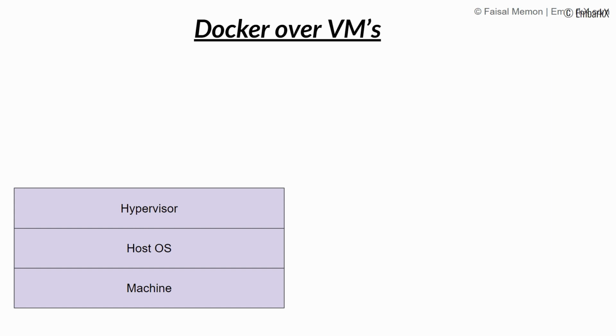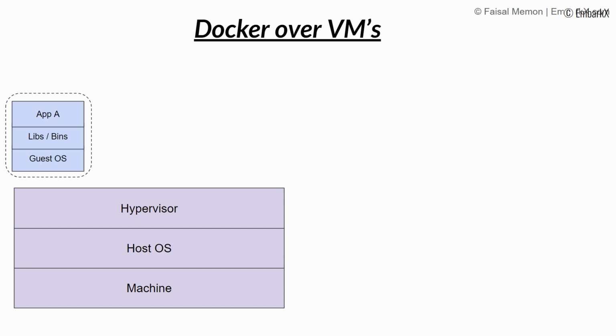When we talk about virtual machines, this is what the architecture looks like. You have your machine over here, then you have the host OS, which is nothing but the operating system that you have installed on your system. For example, if I have installed Windows on my machine, then I have Windows as my host OS. Then we have something called a hypervisor, which enables us to create and interact with virtual machines. Once you have these, you can create virtual machines. So this is one virtual machine that I have created.